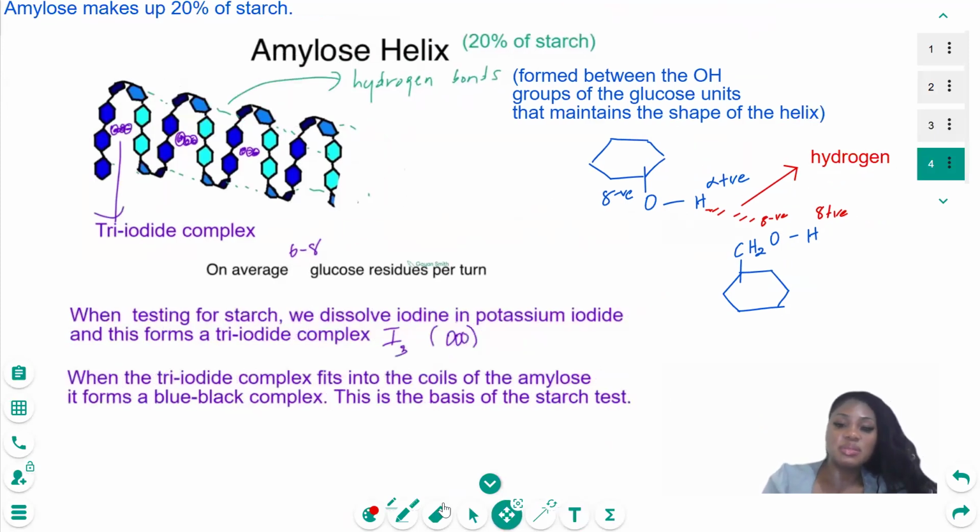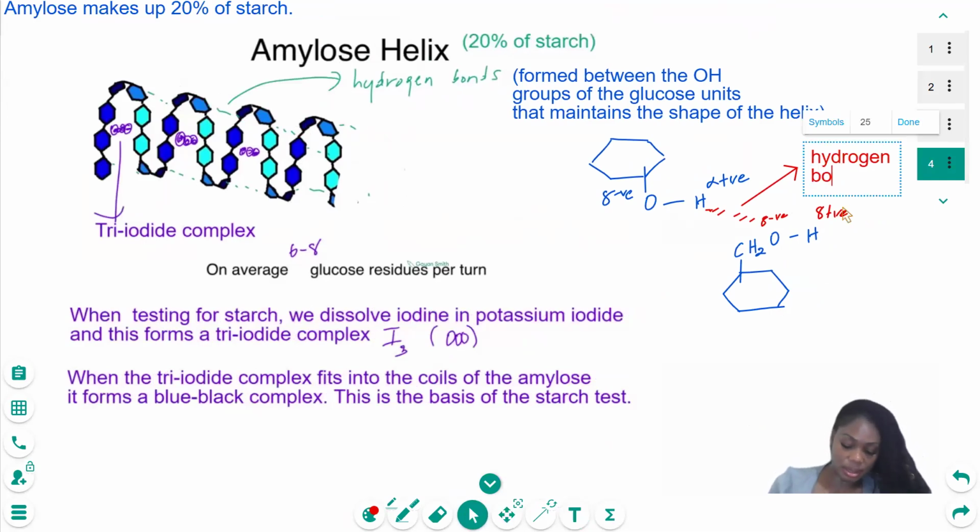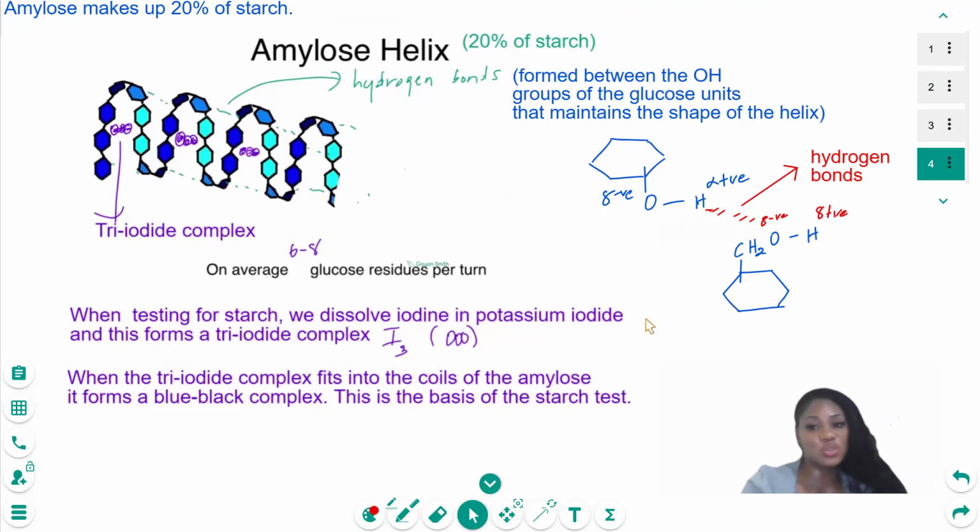All right, so I'm going to give you some time to actually copy the helix as best as you can. And we are seeing how these dotted lines, hydrogen bonds, are really between the OH groups of glucose units, which are like 6 to 8 units away from each other.